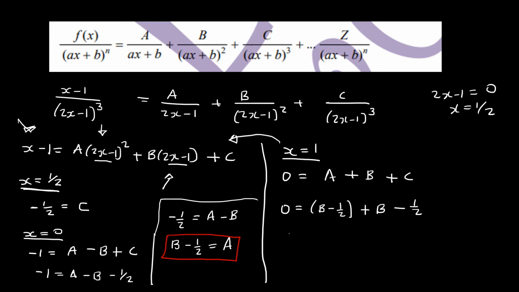So I hope you can see what happens here. I'll have b and b, which will give me 2b. I'll have minus half and minus half, which will give me minus 1. So I'll have 1 equals 2b. Then I'll have b equals half.